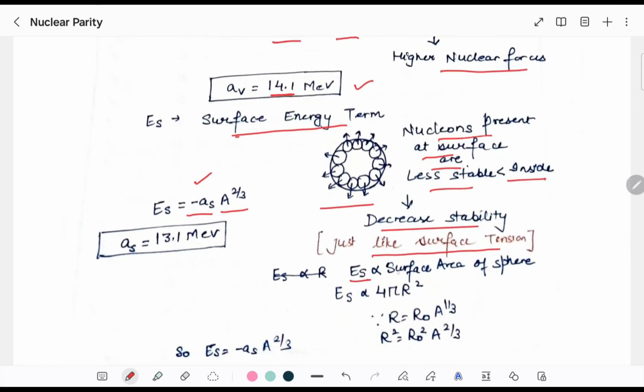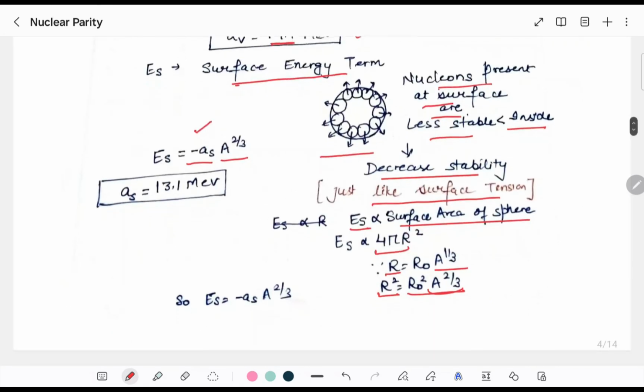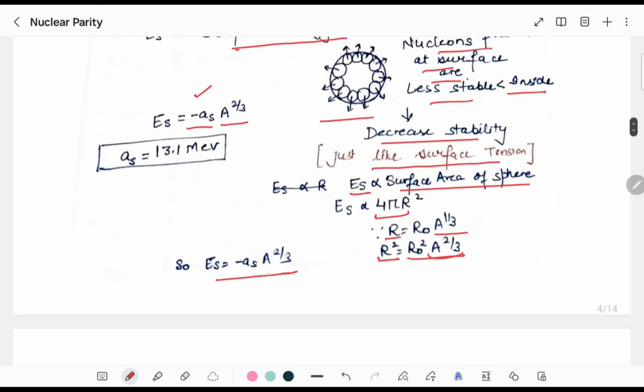Therefore surface energy term is directly proportional to the surface area of the sphere. As we know, the surface area of the sphere is 4 pi r square, and we have also studied in our first video that the radius of nuclei is directly proportional to A raised to power 1 by 3, and we will put square on both sides and we will get the factor A raised to power 2 by 3. Hence in this way the surface energy term is directly proportional to A raised to power 2 by 3 with negative sign, and this constant, which is known as the surface energy constant, has a value of 13.1 MeV that we must keep in our mind.